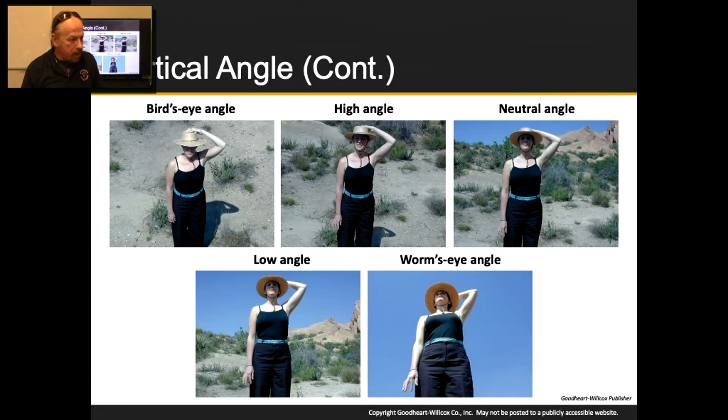So here are some examples of these angles, okay? Bird's eye, high, neutral. Again, you don't have to be writing all these down because I'm going to give you something. But you should know the categories. You should know the distance, the horizontal, and the vertical angles, okay?